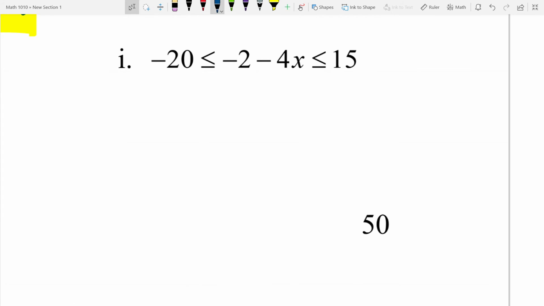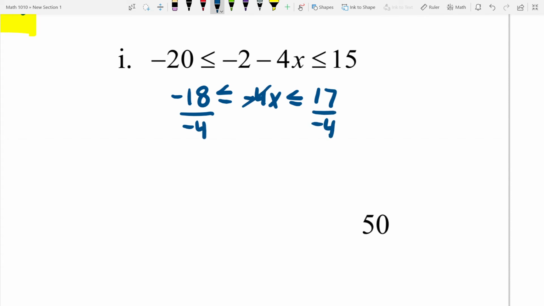Every person, step 1, tell me. Add 2. So you have -18 is less than or equal to -4x is less than or equal to 17. Tell me now. Divide by -4. This is weird. So let's do this just because there's so many things to remember right now. Just put a -4 right there. Okay? You don't have to, but I think it's probably wise. A negative over negative is a positive. 18 over 4 reduces to 9 over 2.